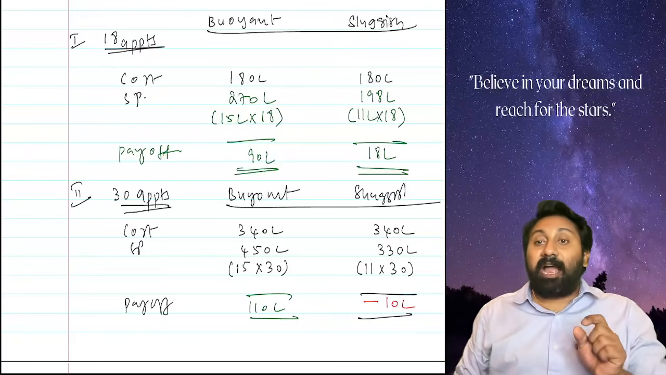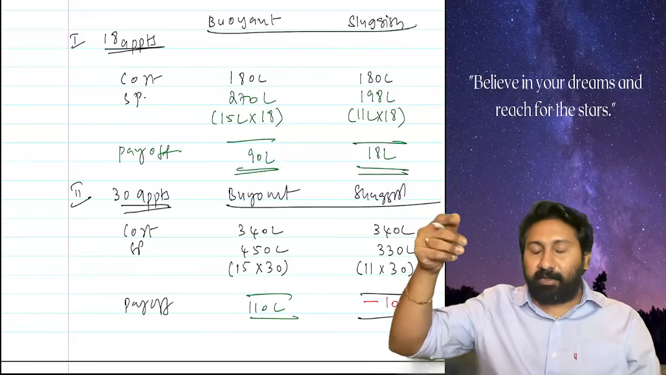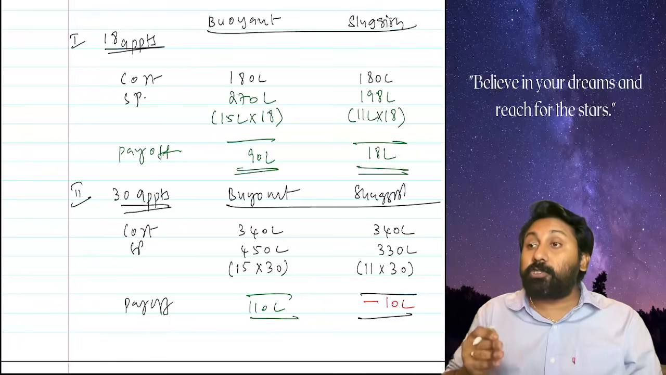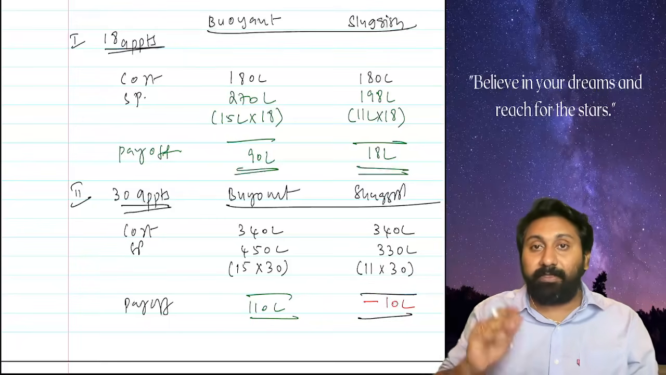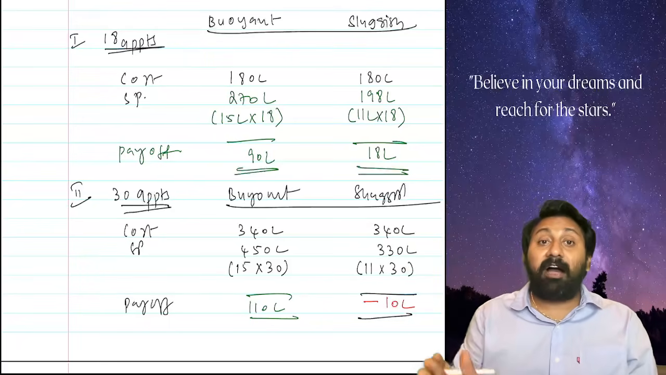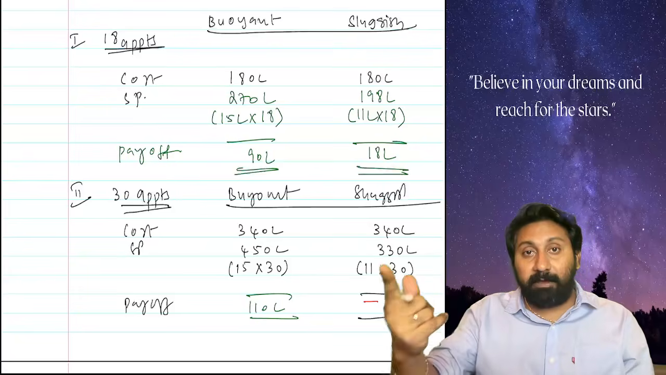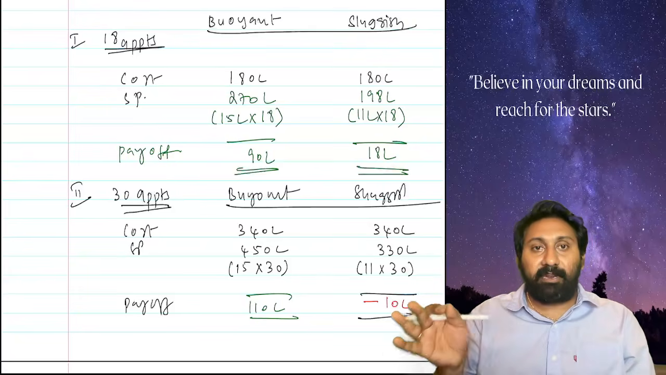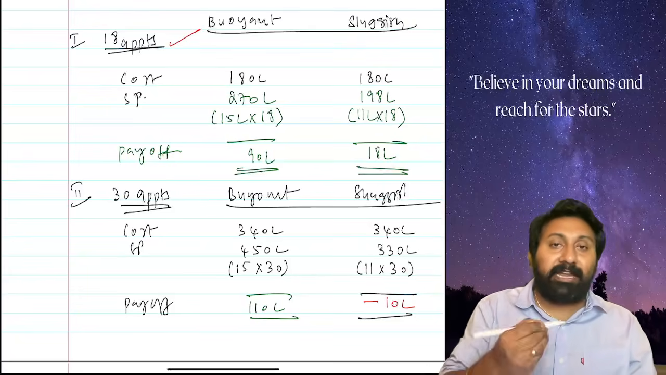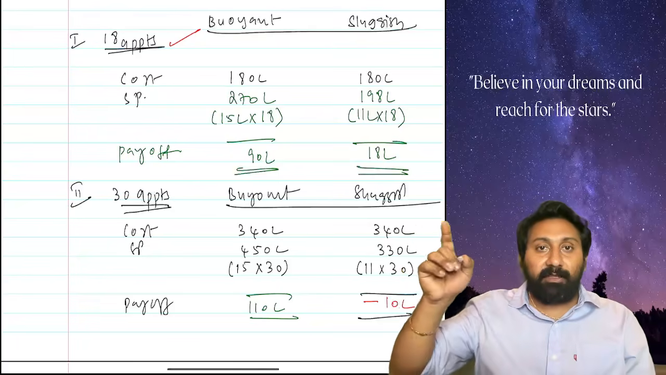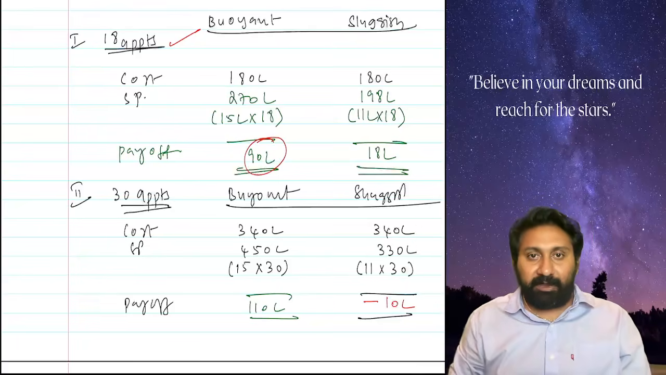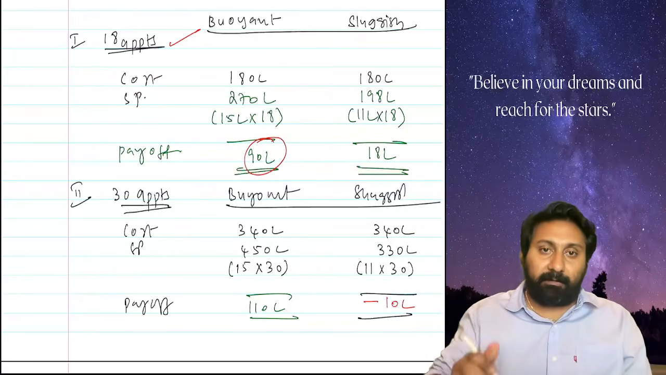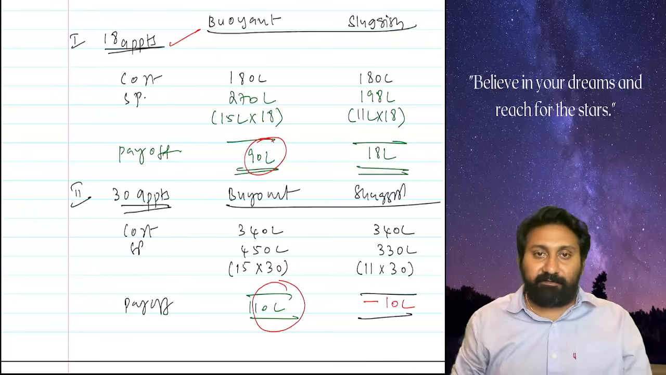After 1 year, now I am not constructing the building today. I postponed my construction by 1 year. After 1 year, the real estate market became buoyant. If I have 18 apartments, I will have 90 lakh rupees as a benefit. If I have 30 apartments, I will have the value as 110 lakh.